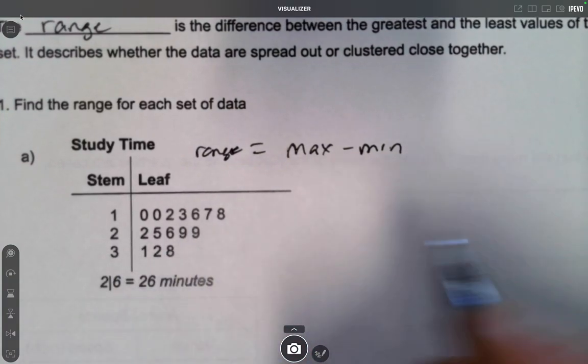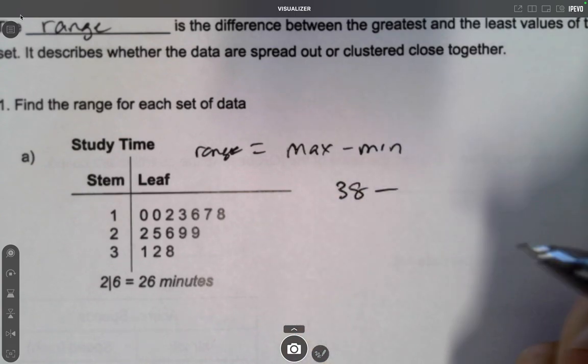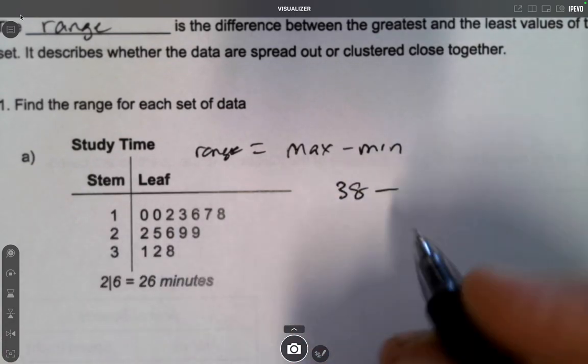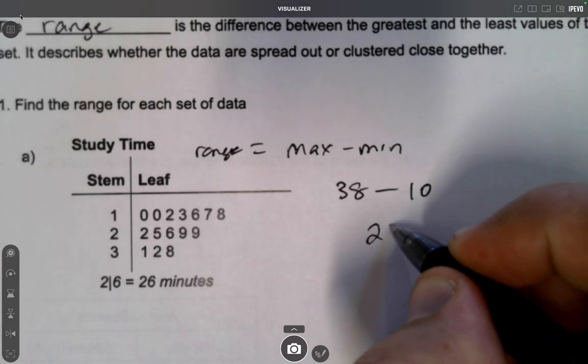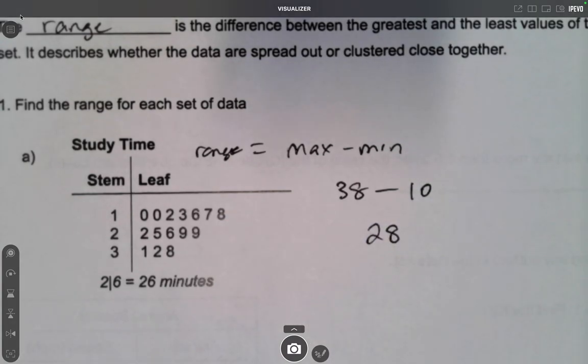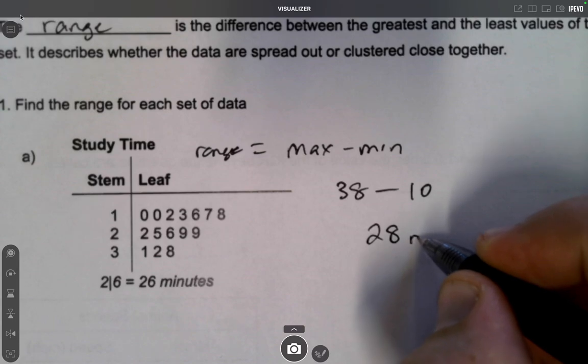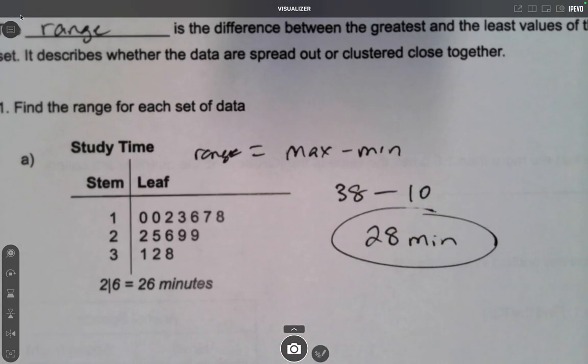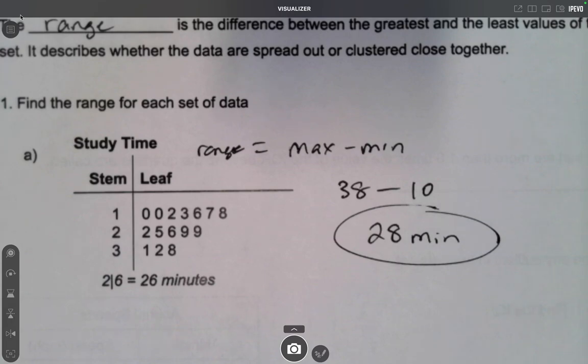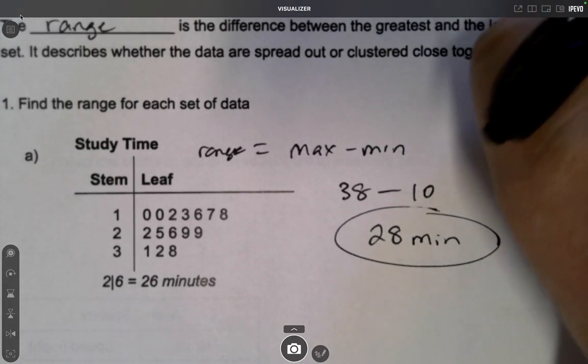The maximum we see here is 38. The minimum we see here is 10. So 38 minus 10 is 28. And we do want to include the units with this, so we'd say the range is 28 minutes. So we know from the biggest to the smallest is a 28-minute range, or shortest to longest, maybe you could say it this way, since it's length of time.